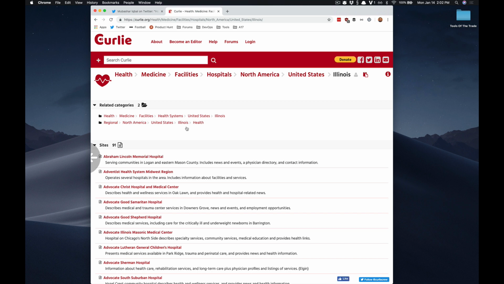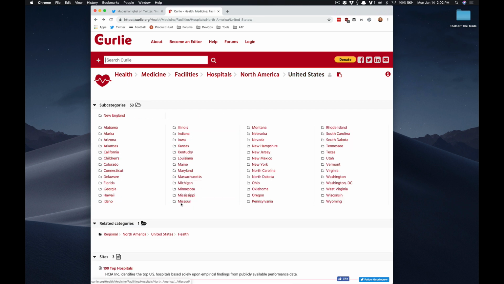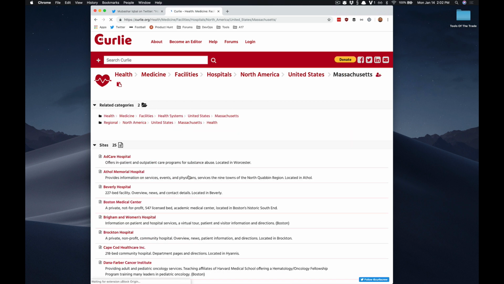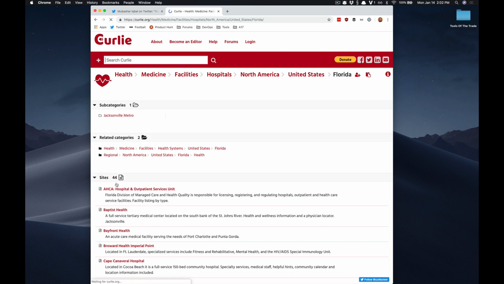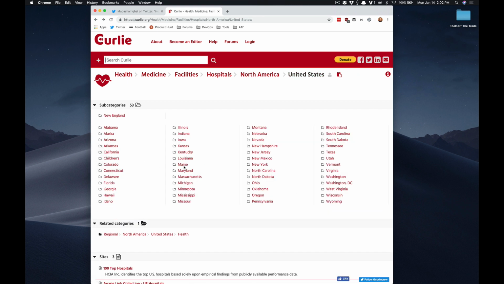Illinois has 91 now. That's more than I was expecting. Massachusetts probably has about 25. So yeah, I'd pick a city that's close to you, or a state that you live in that has a higher number of hospitals.